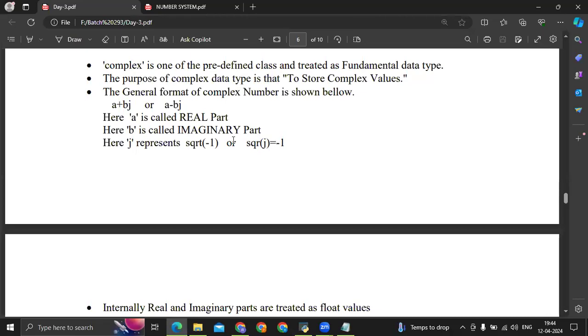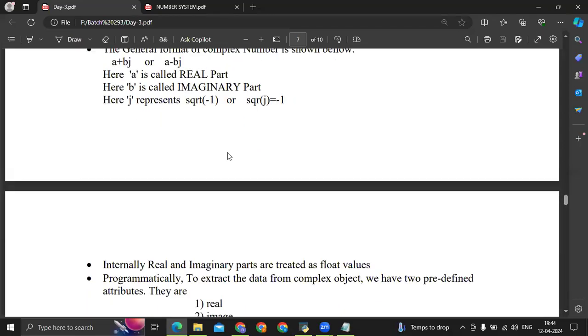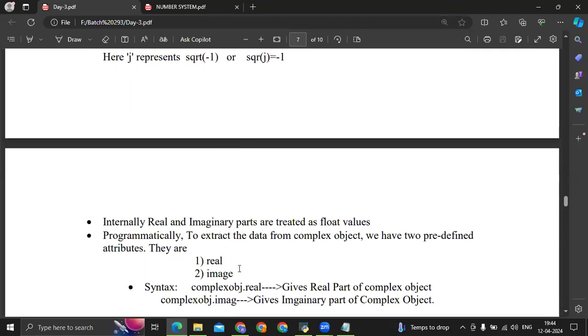Internally, real and imaginary values are treated as float values. Please remember. Programmatically, to extract the data from the complex object, we have two predefined attributes, that is real and imag. Please remember real and imag, not imaginary. If we write complex_obj.real, it gives the real part of the complex value. And if we write complex_obj.imag, it gives the imaginary part of the complex value.